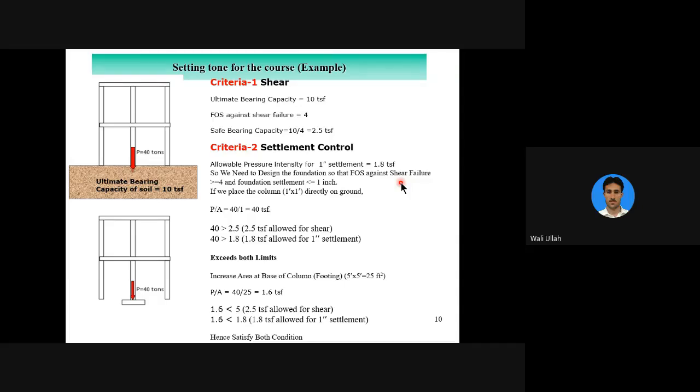You see, the ultimate bearing capacity equal to 10 ton per square foot for this example would be covered in chapter number 2, which would take about 4 classes. And this 1 inch settlement for 1.8 ton per square foot would also require 4 classes. You can see how much detail and complexities would be there. But this is an oversimplified example to make you understand how this whole course would go.